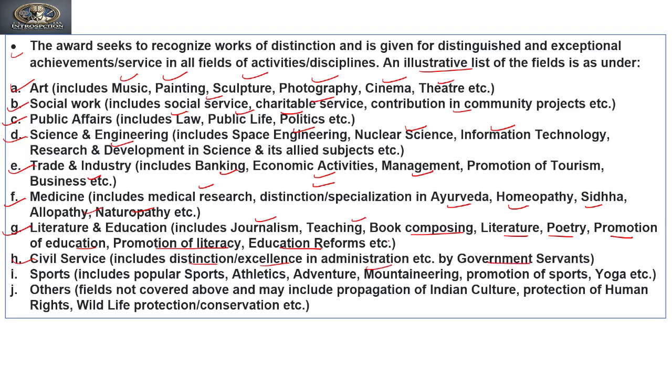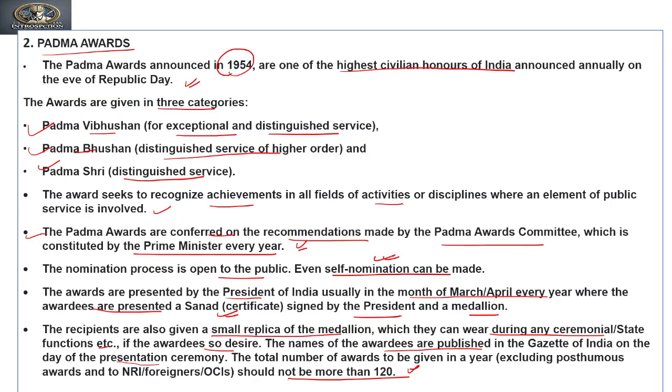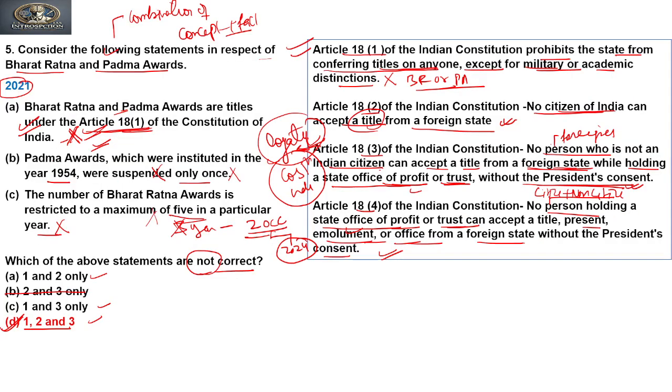It means government servants are also eligible to have a Padma Award. Sports, including popular sports, athletes, adventures, mountaineering, promotion of sports, yoga. And the last is other, that is miscellaneous fields not covered above, and may include propagation of Indian culture, protection of human rights, wildlife protection, and conservation. So this is a detailed description of awardees. Through this we can also see that this is true, because it has not been suspended anytime. So all three of the given statements are true.